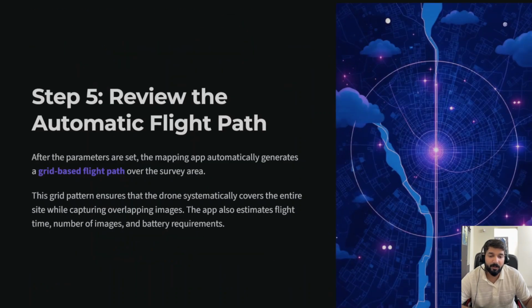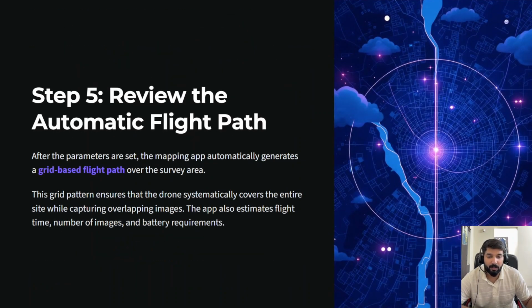Step 5. Review the automatic flight path. After the parameters are set, the mapping app automatically generates a grid-based flight path over the survey area. This grid pattern ensures that the drone systematically covers the entire site while capturing overlapping images. The app also estimates flight time, number of images, and battery requirements.